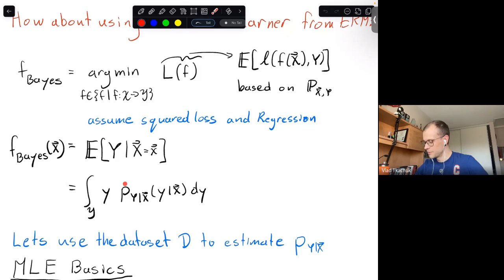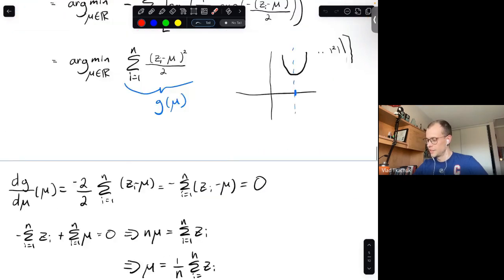And then you notice that, okay, if I just knew this conditional PDF here, then I'd be good in the sense that I can just explicitly calculate this integral. And that was kind of the idea of what MLE will give you. It will give you this PDF here, and then you can plug it in and get your predictor.